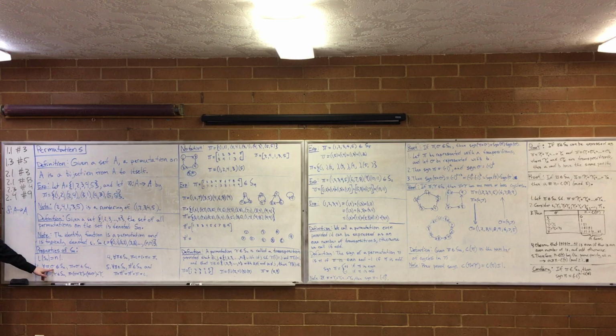Given two permutations in S of n, the composition of the two permutations is also a permutation. Want to give an example of that? One way of saying it would be, if this is a bijection and this is a bijection, then the composition of those two is a bijection.